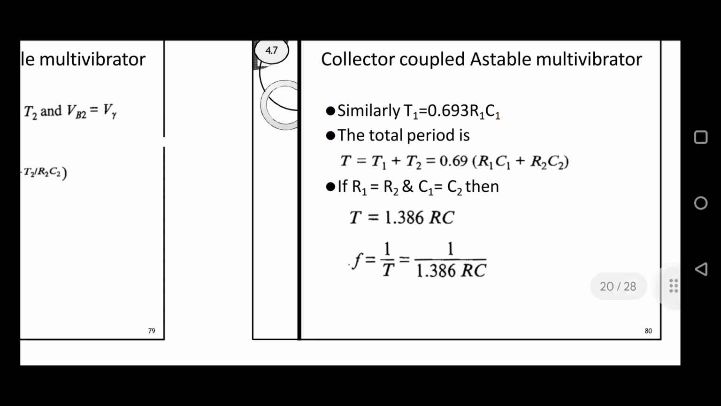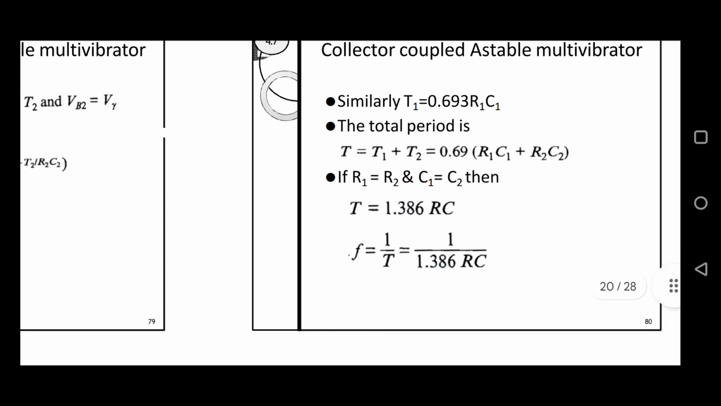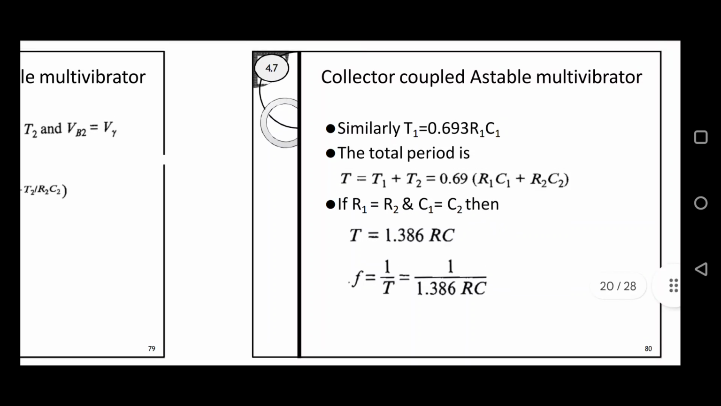To find the frequency, F equal to 1 by T, so F equal to 1 by 1.386 RC. So this is the expression for the time period: T equal to 1.386 RC.